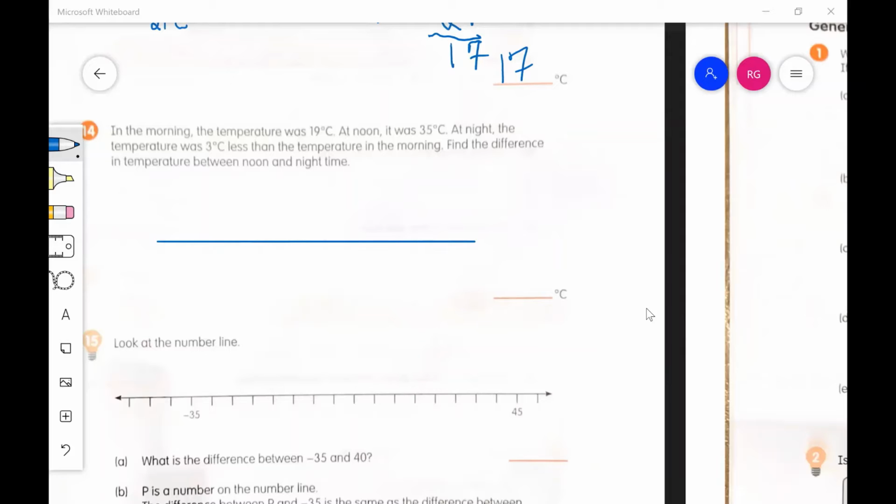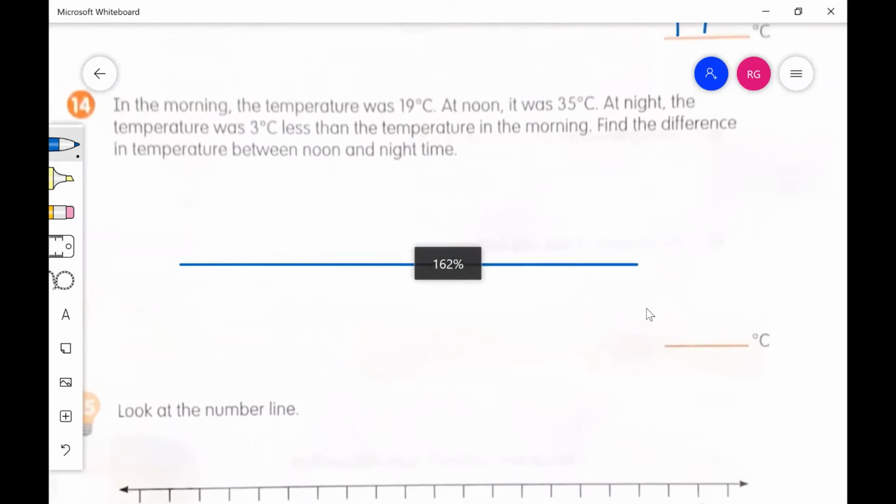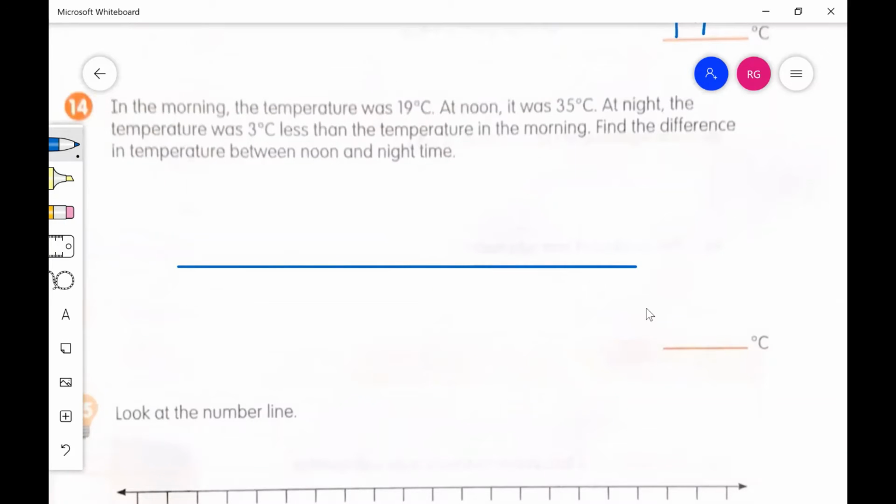All right, so we're looking at number 14 here. And we need to put the different points on this number line. So we should put noon somewhere. So let's just put it here just randomly. We'll just put noon here. We're gonna say this is 35 degrees Celsius, and we'll say that is noon.